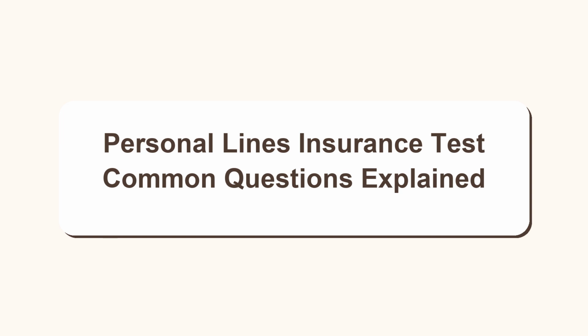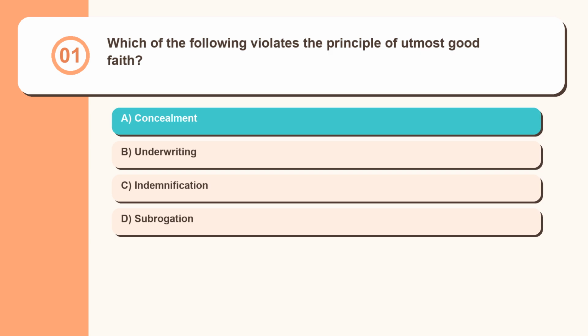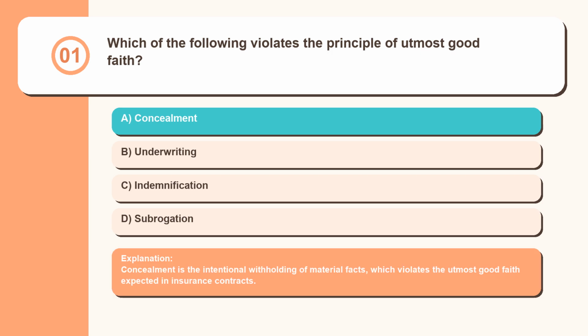Personal lines insurance test common questions explained. Question 1. Which of the following violates the principle of utmost good faith? Concealment, underwriting, indemnification, subrogation. Concealment is the intentional withholding of material facts, which violates the utmost good faith expected in insurance contracts.